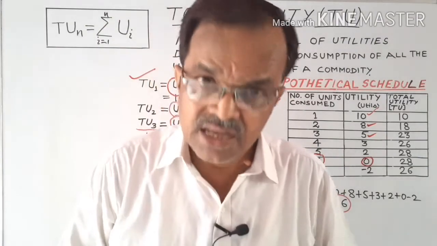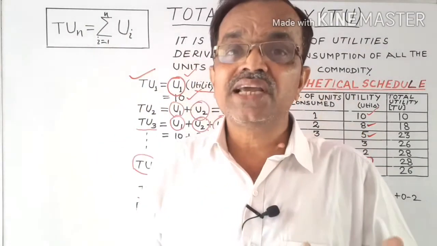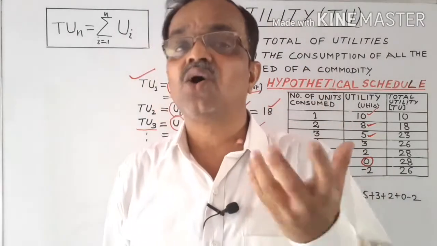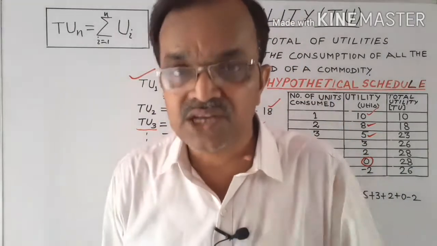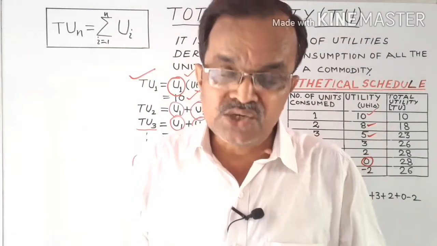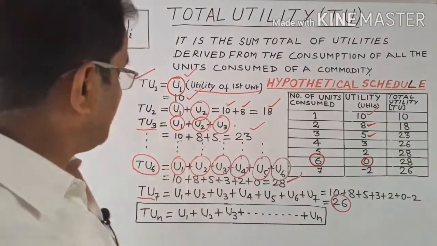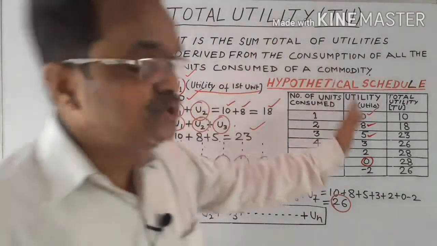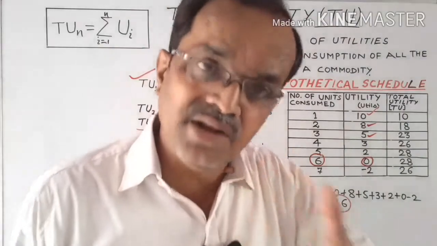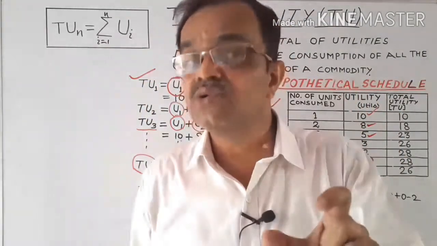In this manner, we get the total utility that the consumer gets from the consumption of a certain number of units of that commodity used or consumed by him or by her. इस टोटल को जब भी हम निकालेंगे तो कैसे निकालेंगे? सबको जोड़ के निकालेंगे.